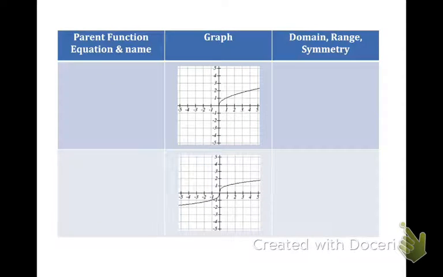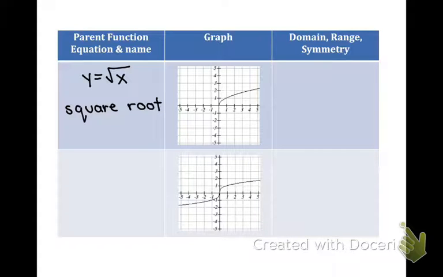All right, next up, we've got 8 total parent functions. So these are numbers 5 and 6. We have y equals the square root of x. This is our square root function.